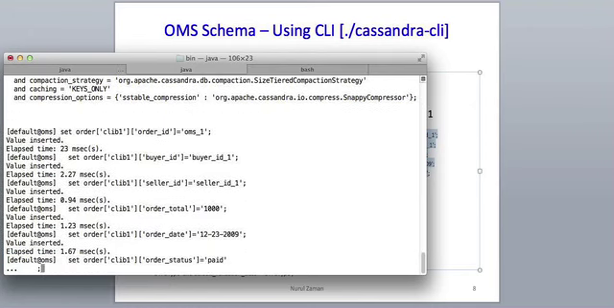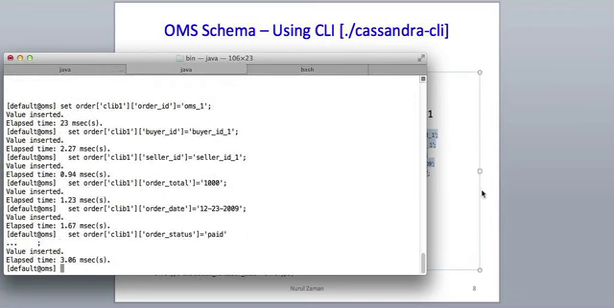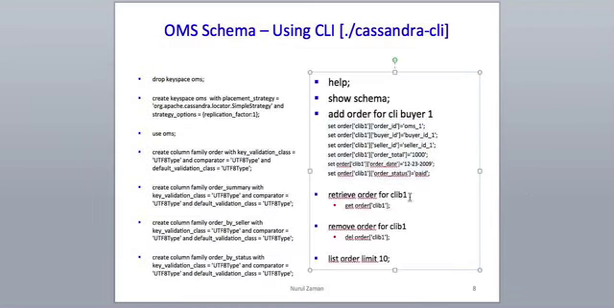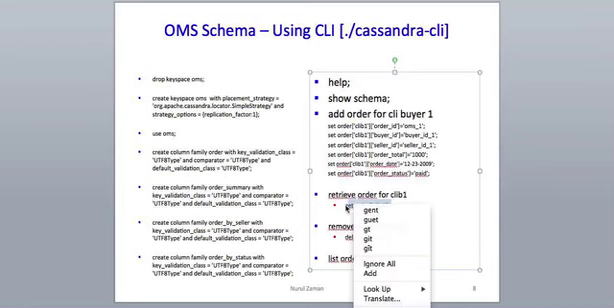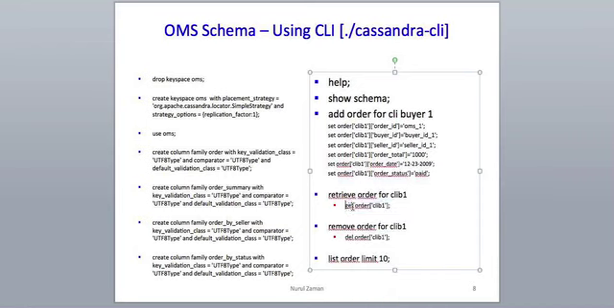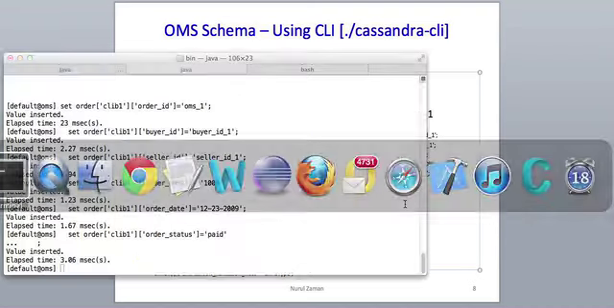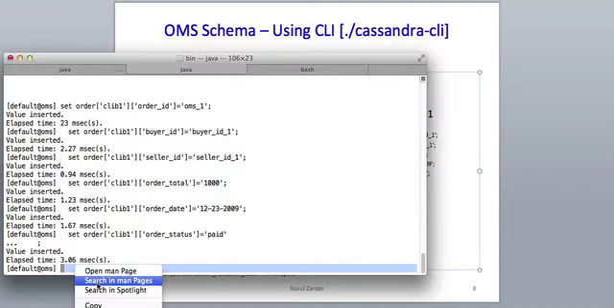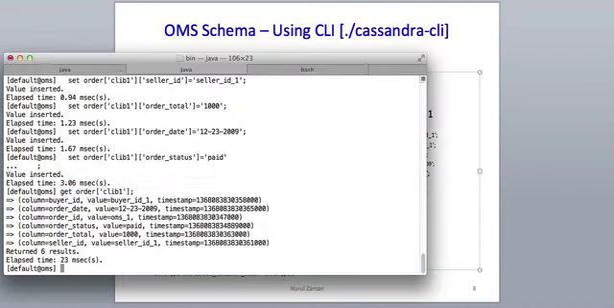And the order is there, and it requires a semicolon. And we can retrieve that order by saying get order. So it's not like a traditional SQL language in this client. It's more or less Java get and set commands. And here is the order, buyer ID, order date, order ID, timestamp. Timestamps is built into Cassandra.